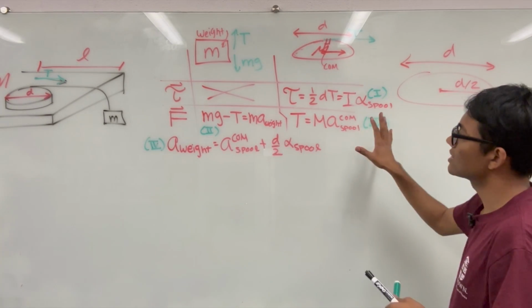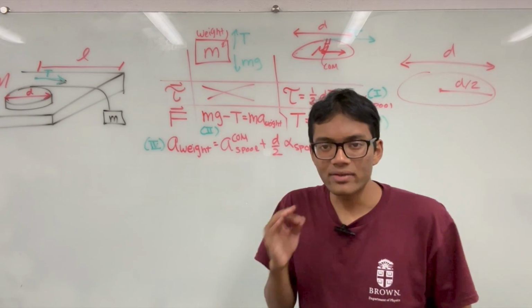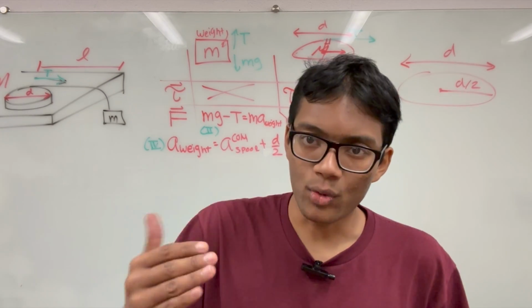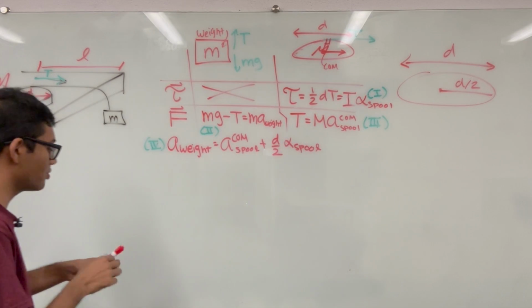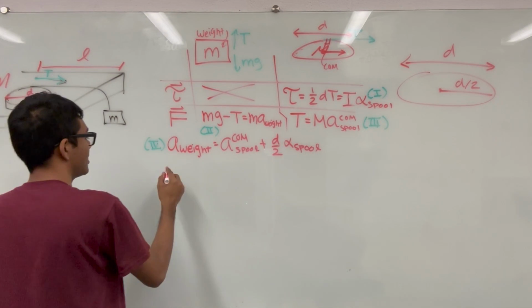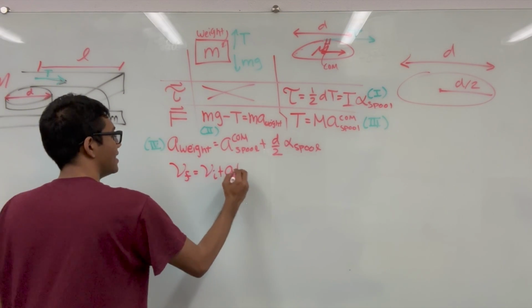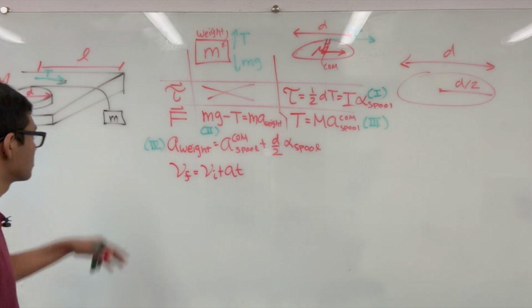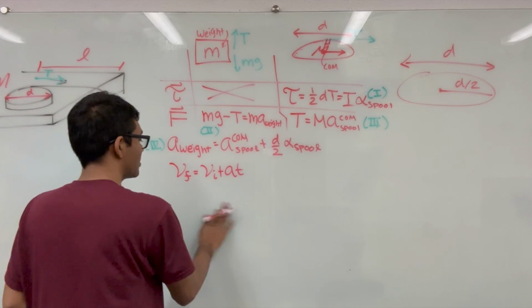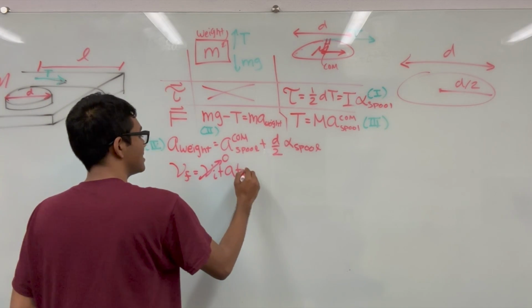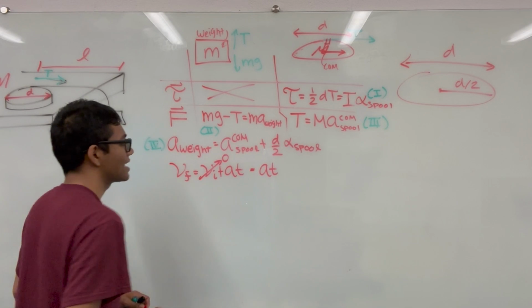So we've got all of these equations. Now, what do we do? Well, the first thing you want to do is work backwards. Here's what I mean. Just remember that velocity is what? Vf is equal to Vi plus at. We assume that the spool, the mass, everything has been released from rest. So this Vi is 0. So we just need a times t.